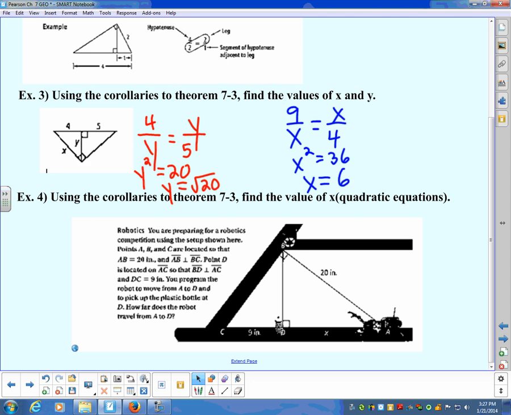Point D is located on AC so that it's perpendicular to this base down here, and that DC is 9 inches. So you program the robot to move from A to D and pick up the plastic bottle at D. How far does the robot travel from A to D? So we have to solve for x here.